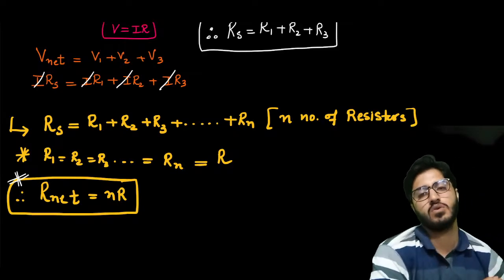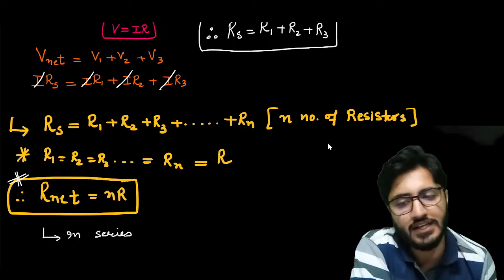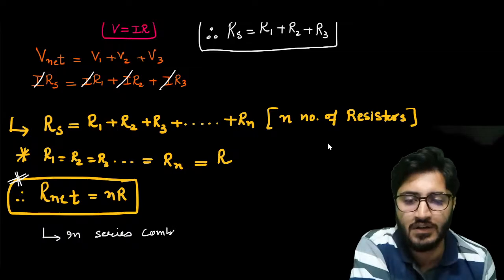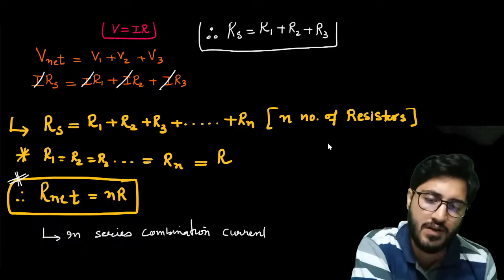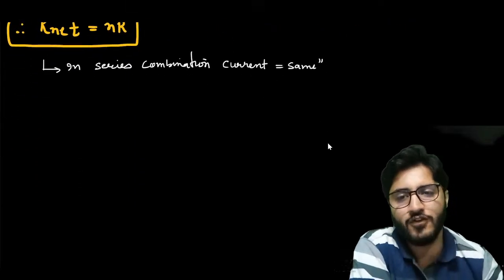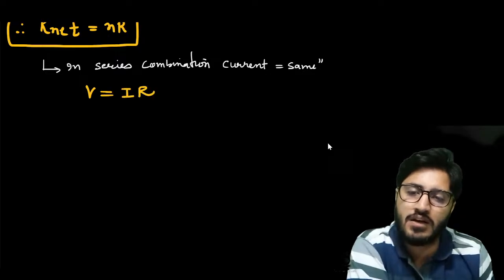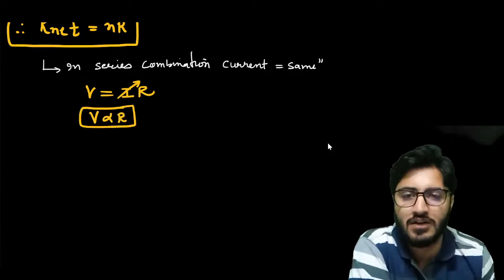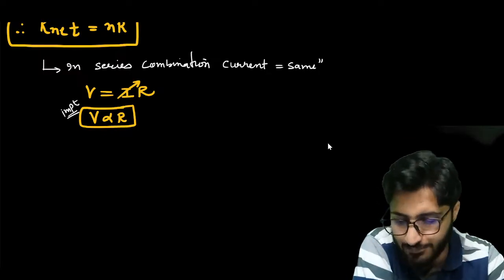Look now. In series combination, most important thing, current is same. Current is same, right? So therefore, we know that V is equal to IR. Current is same, that means V is proportional to R. This thing is important. V is proportional to R.